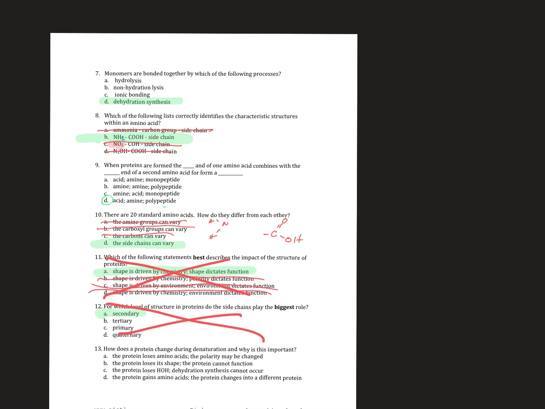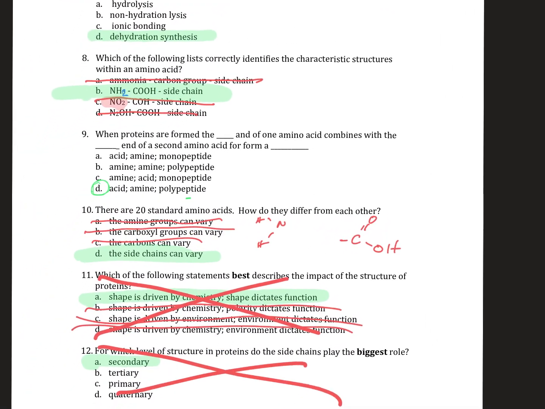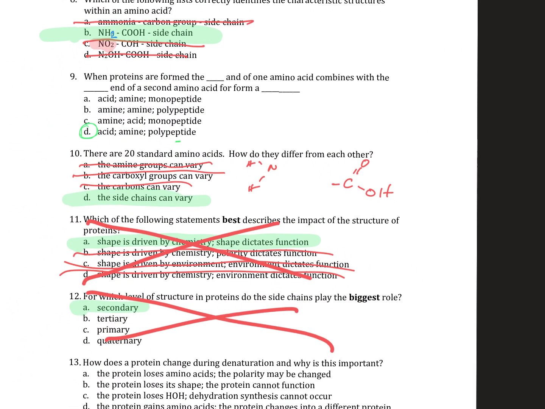All right. So that's what makes that one. They're 20 different. How are they different from each other? What makes one amino acid different from the other? You said it already. The R group or side chains, right?